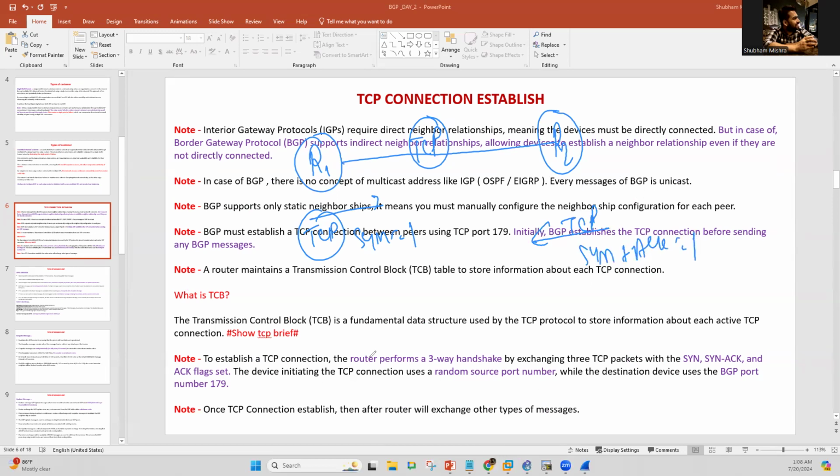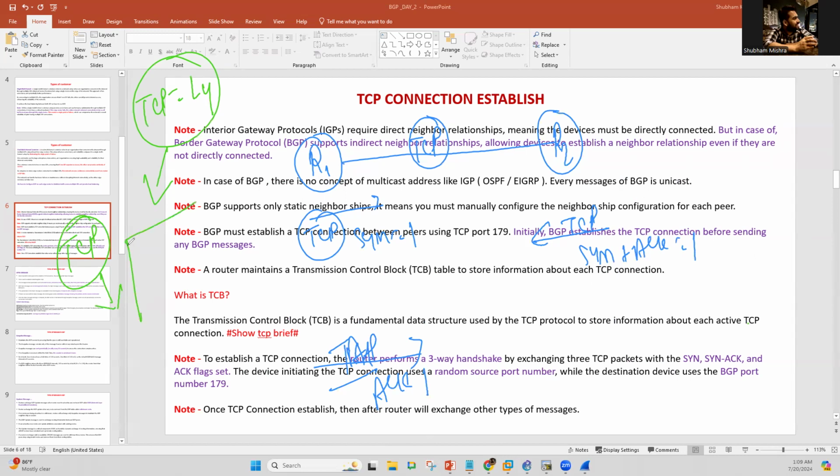Yes or no? Yes. Again, R1 is sending which packet? A TCP packet, and in this TCP packet, the acknowledgement bit is on. Yes or no? Yes. Now, if both routers are exchanging TCP packets, TCP works at which layer? Layer number 4. Yes or no? Yes. If you remember, we already discussed the TCP header. In the TCP header, there are two fields: source port number and destination port number.